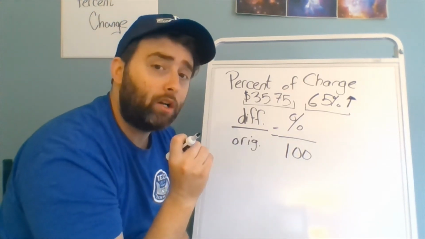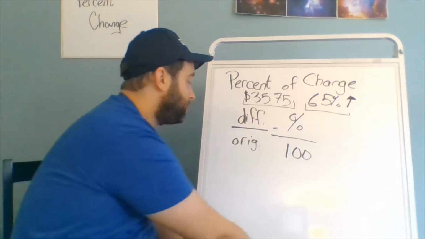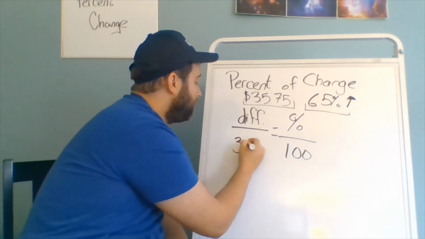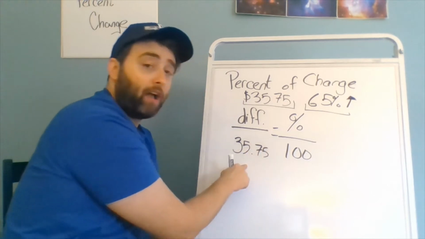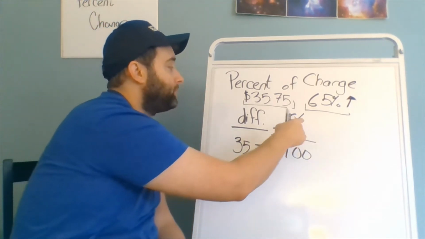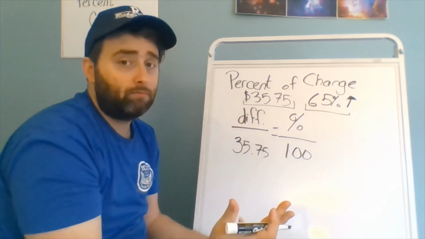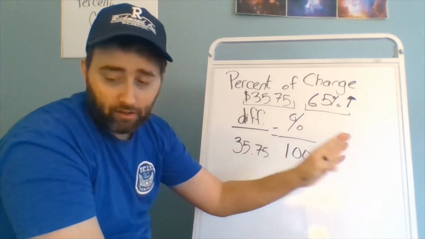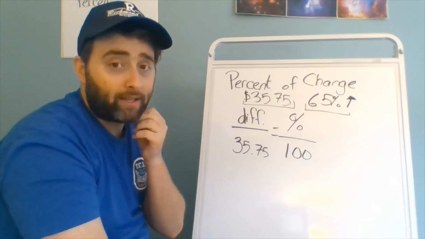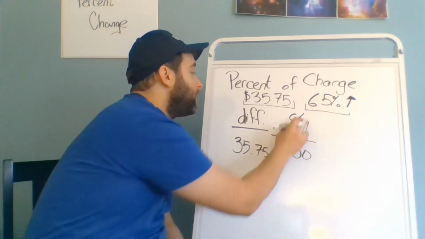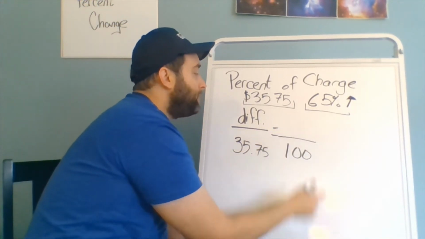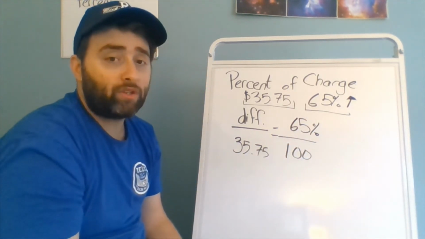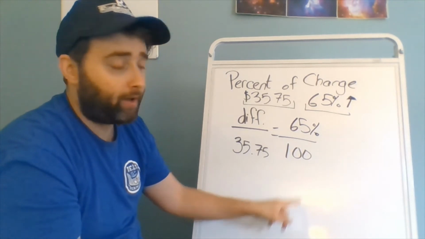$35.75. That's our original price. That's what the store bought them at. Now, we don't know the difference, because the difference is going to lead us to our final price. We do know, however, our percent. We've been given 65%. And percent is always over 100, no matter what.